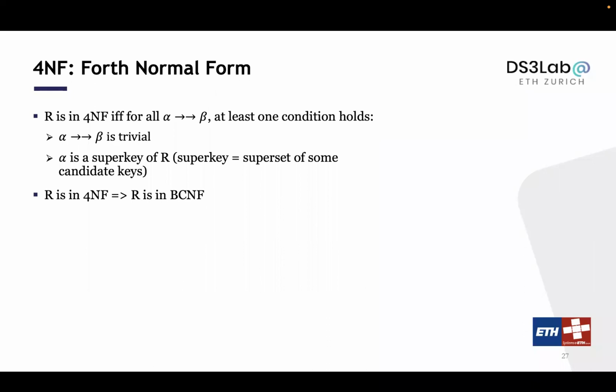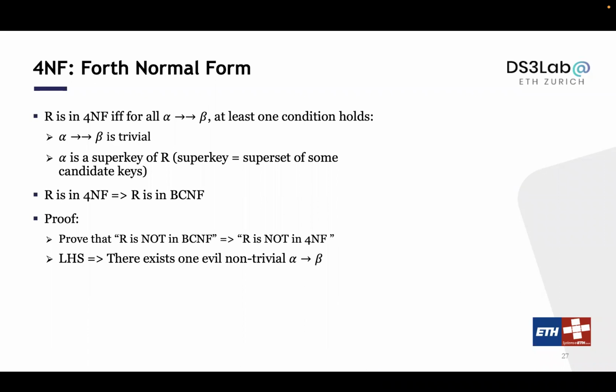So let's try to think about how we can prove this together. What do we want to prove? We want to say, if R is in fourth normal form, then R is in BCNF. One thing we could do is prove the other way around. Assuming R is not in BCNF, that implies R is not in fourth normal form. On the left-hand side, we know R is not in BCNF. That means you must be able to find a non-trivial, evil functional dependency that makes it not in BCNF. Otherwise, it's in BCNF. So there's at least one of these.